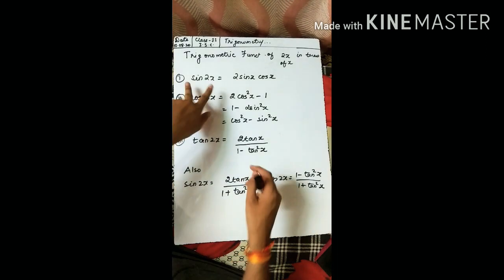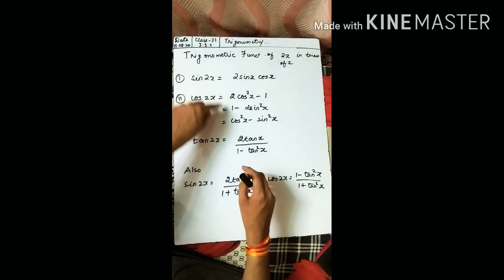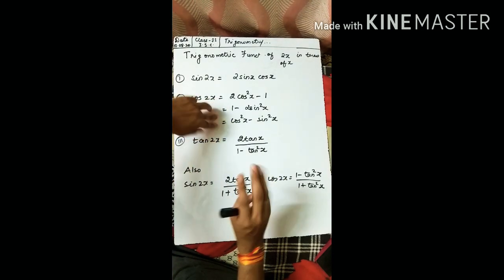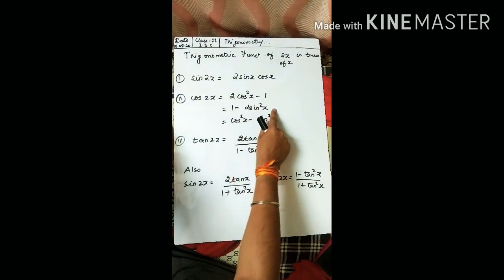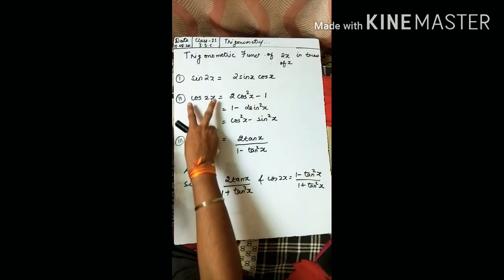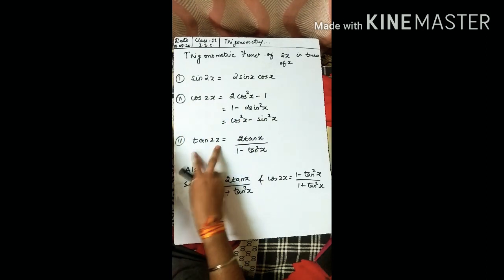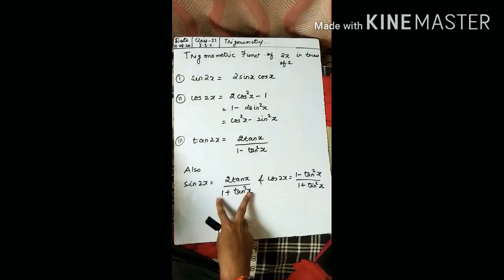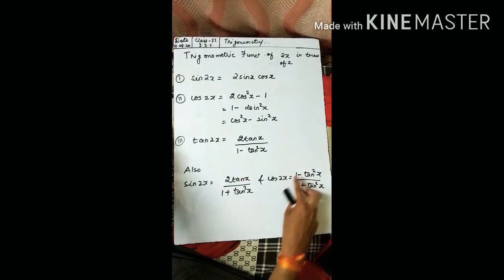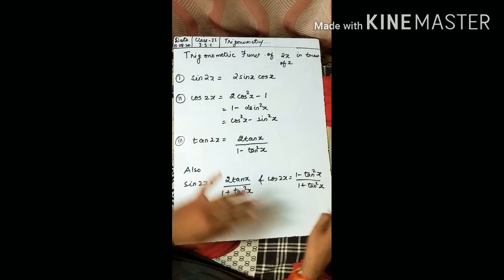First formula says sine 2x is equal to 2 sine x cos x. And cos 2x has three formulas, actually four: 2 cos square x minus 1, 1 minus 2 sine square x, and cos square x minus sine square x. So all three are formulas of cos 2x. Tan 2x is 2 tan x upon 1 minus tan square x. Also you can express sine 2x in terms of tan x: sine 2x is equal to 2 tan x upon 1 plus tan square x, and cos 2x is 1 minus tan square x upon 1 plus tan square x.